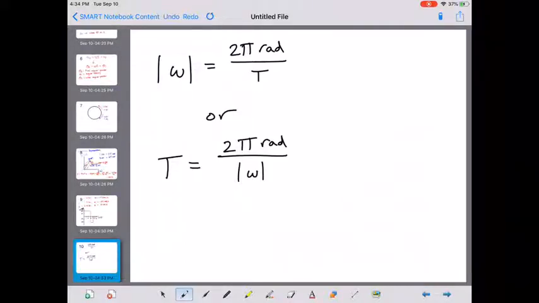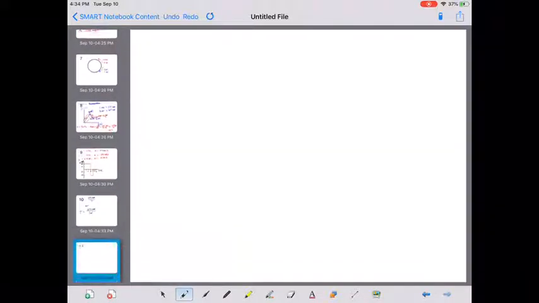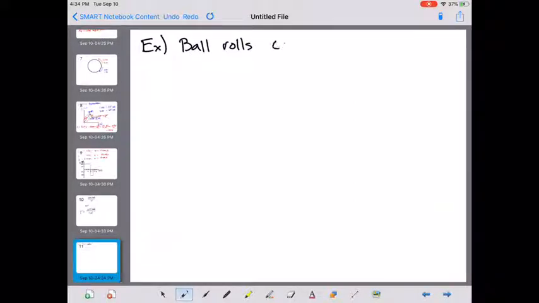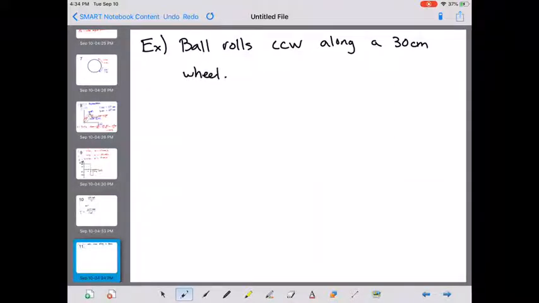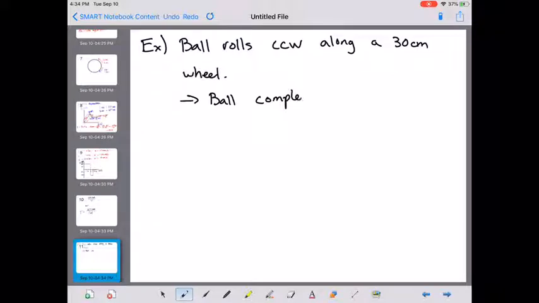So let's look at an example of this implemented. In this example, we're going to have a ball rolling counterclockwise inside a 30 centimeter wheel. So the ball rolls counterclockwise along a 30 centimeter wheel. Some things we know: the ball completes 2 revolutions in 1.2 seconds.